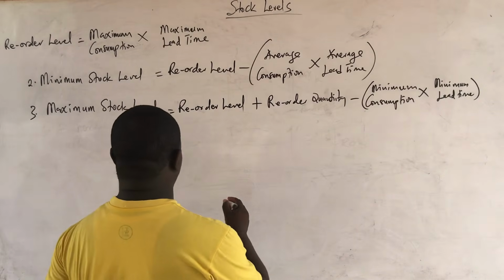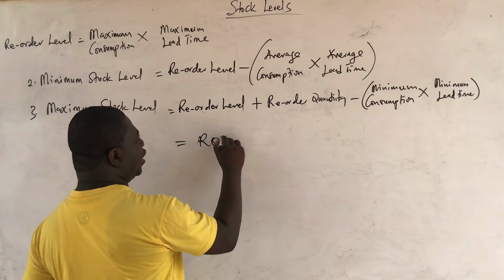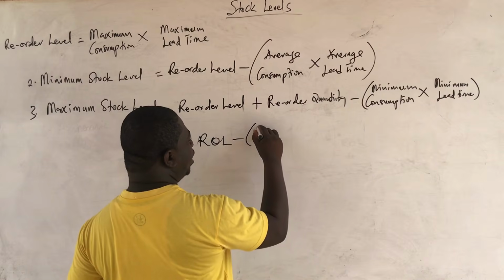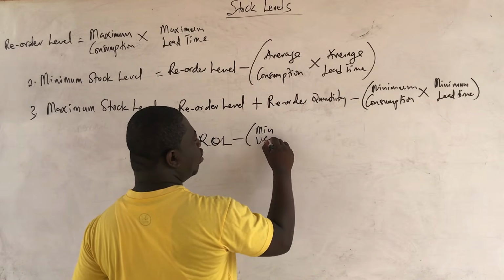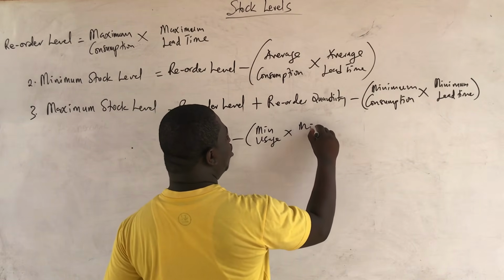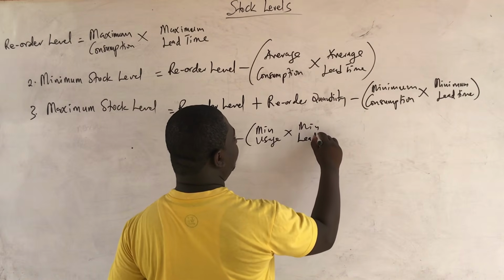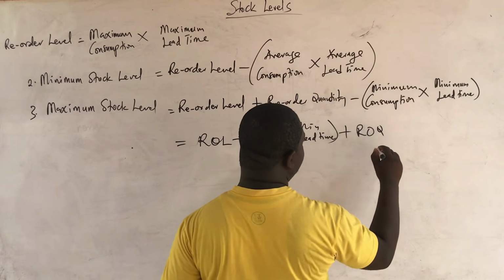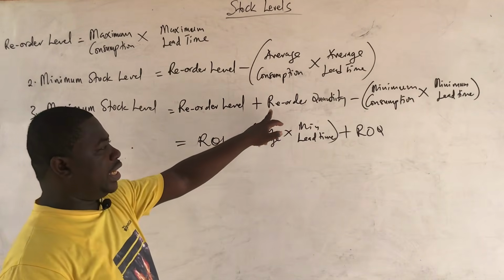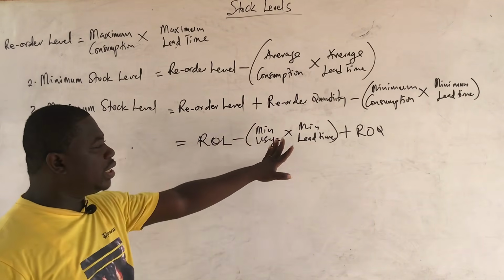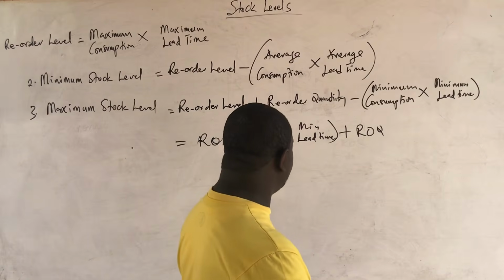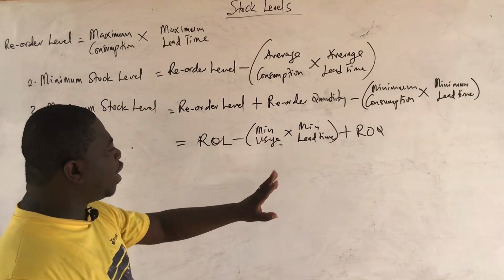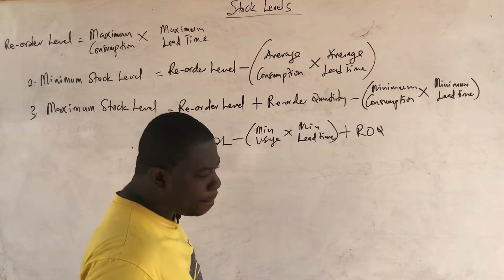One other way you could have seen it is that they will tell you it is the reorder level minus the minimum usage or consumption times the minimum reorder period or lead time. Then afterwards they will say plus the reorder quantity. It's the same thing. It's just that this has been moved to the end. I'm just using abbreviations for you in this case. So that is the formula for the maximum stock level.